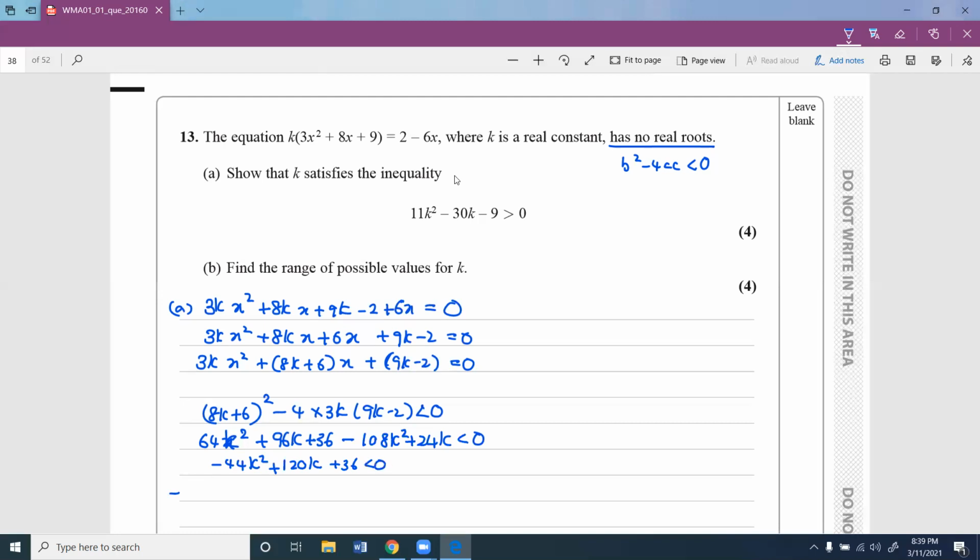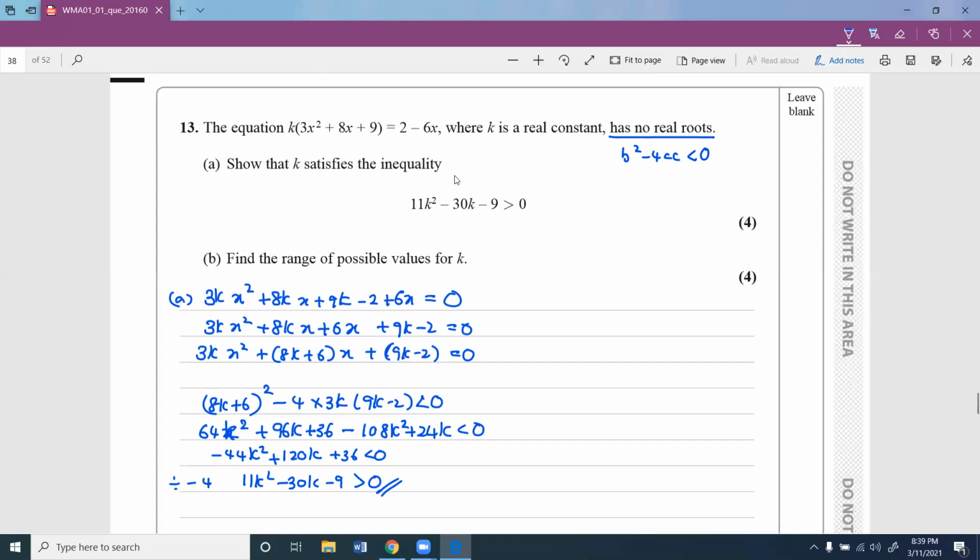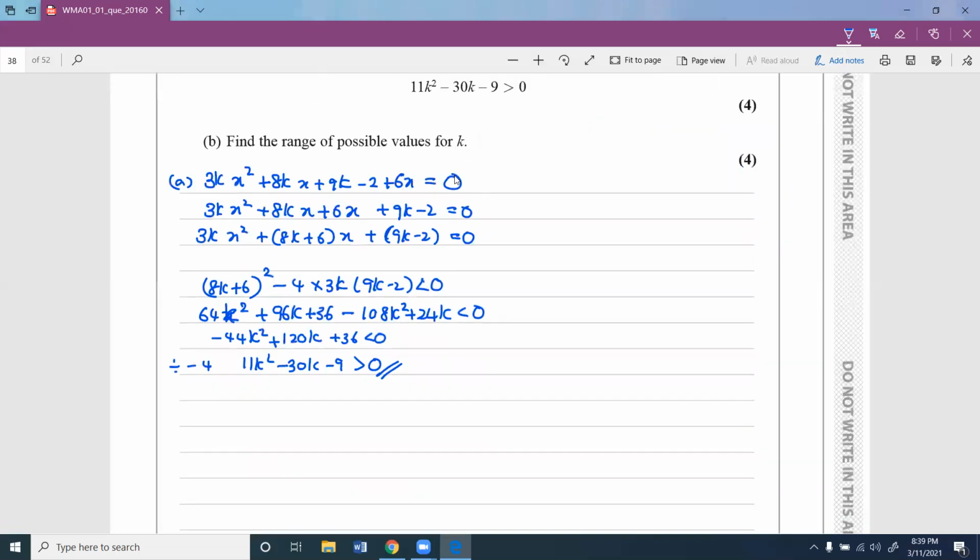Then divide all of this inequality by minus 4. It turns up to 11k squared minus 30k minus 9. The side of the inequality changes. That's a way of getting this, right? Then what you can understand here is that we have to find the range of values for k. So you know how we have to solve this quadratic inequality.